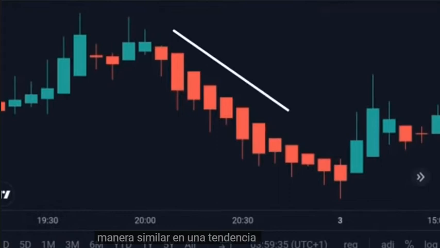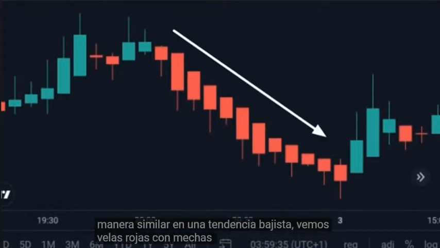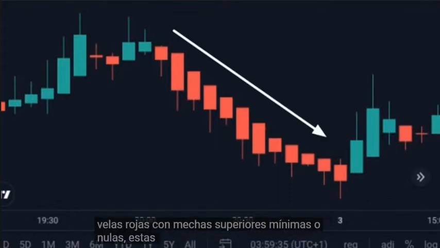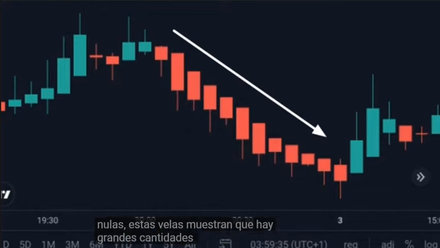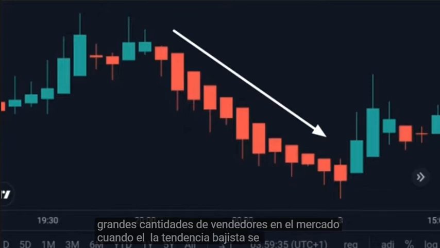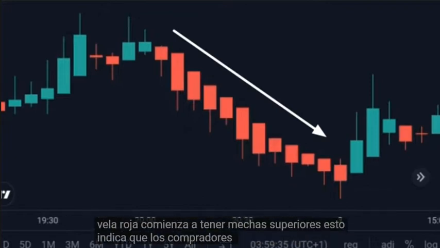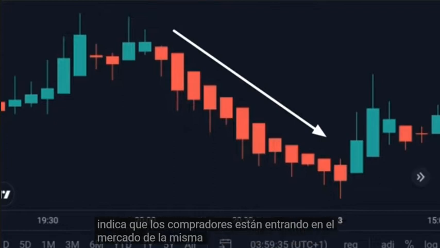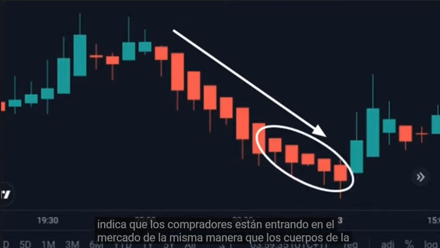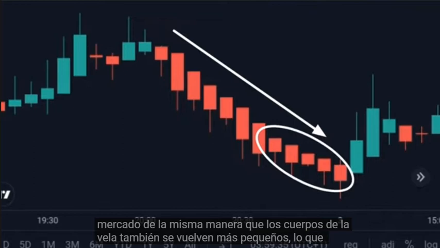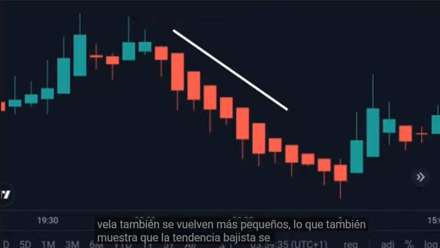Similarly, in a downtrend, we see red candles with very minimal or no upper wicks. These candles show that there are large amounts of sellers in the market. When the downtrend weakens, the red candles start to have upper wicks. This indicates that buyers are entering the market. In the same way, the bodies of the candle also become smaller, which also shows that the downtrend is becoming weaker.